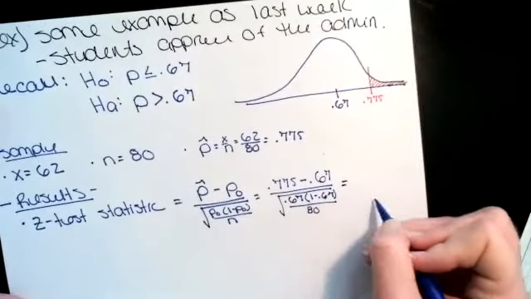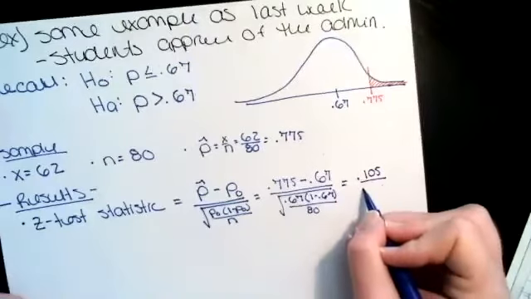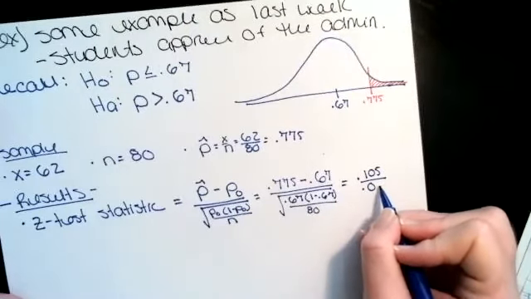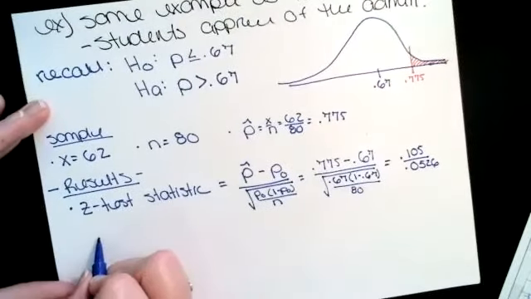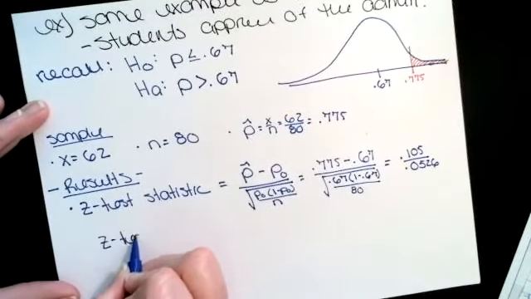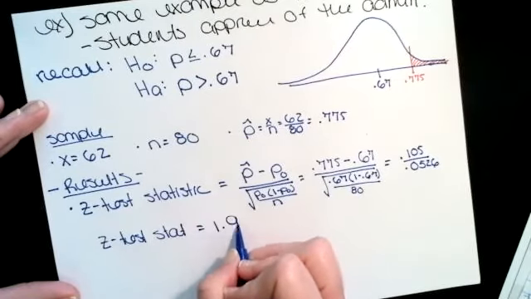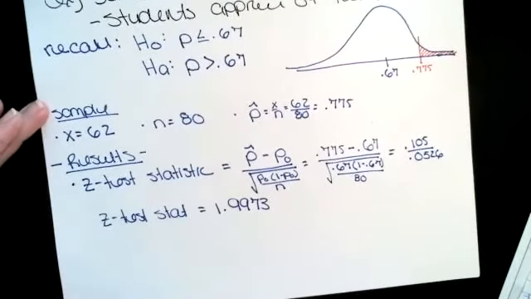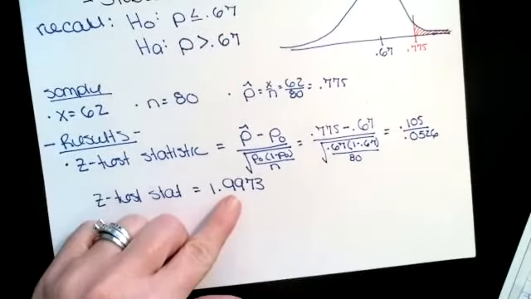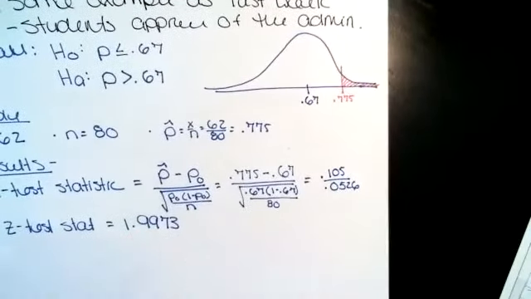So I just broke this out into numerator and denominator. I found 0.105 for my numerator, and my denominator is 0.0526. So I ended up getting a Z-test statistic equal to 1.9973. Now, yes, I could have rounded that to 2, but I don't like to round so early because I'm going to calculate a probability up here. So I don't want to round it too early.